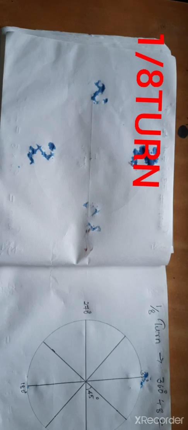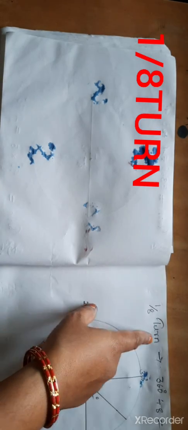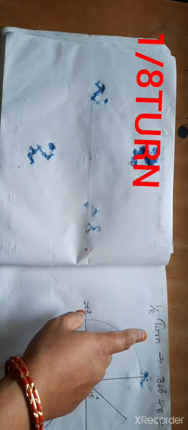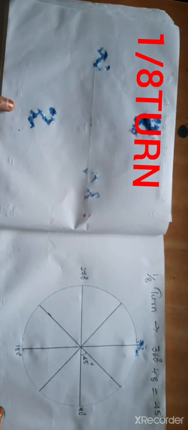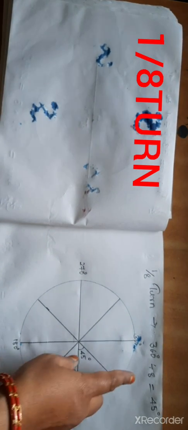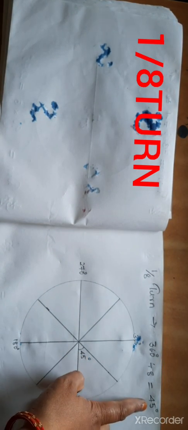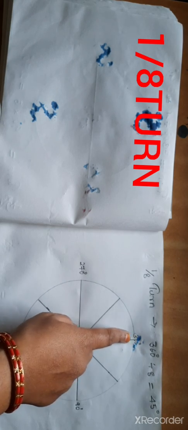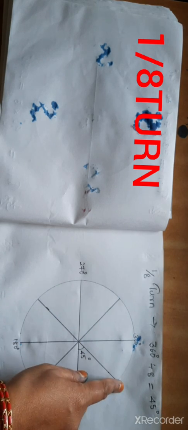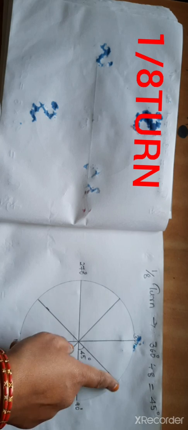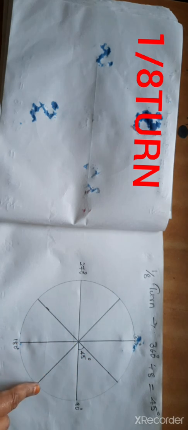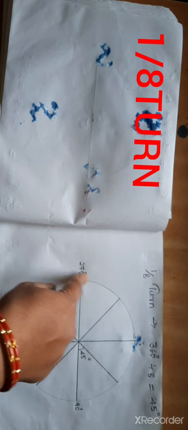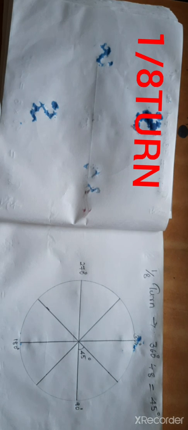Now let us try to understand what is 1/8 turn. 1/8 turn is nothing but 360 degrees. We have to divide into 8 equal parts, and each part will be 45 degrees. So when we start from here, this is the 1/8 turn. So 1, 2, 3, 4, 5, 6, 7, 8. So 8 times it will be turned. Each time it will be 45 degree turn.